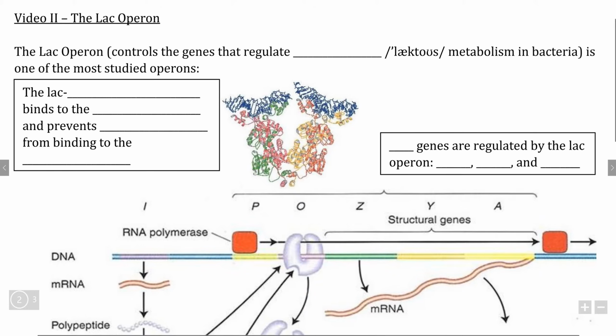In this video, we're going to be looking at a specific operon, which is what we call the Lac Operon. In bacteria, this is the operon that regulates genes that are related to lactose metabolism. Lactose, of course, being a disaccharide that is particularly common in milk-based products.